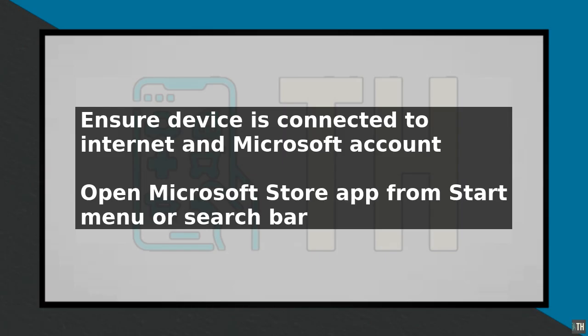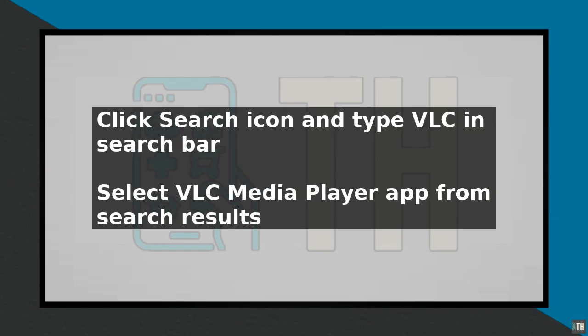Once the Microsoft Store is open, click on the search icon located in the top right corner of the window. Type VLC in the search bar and press Enter. From the search results, click on the VLC Media Player app. This will take you to the app's page where you can read more about it. Check the reviews and see the system requirements.